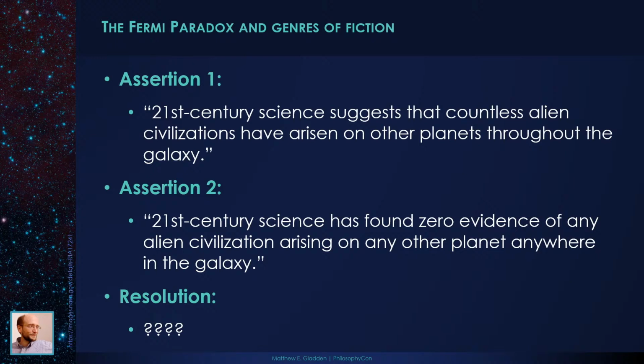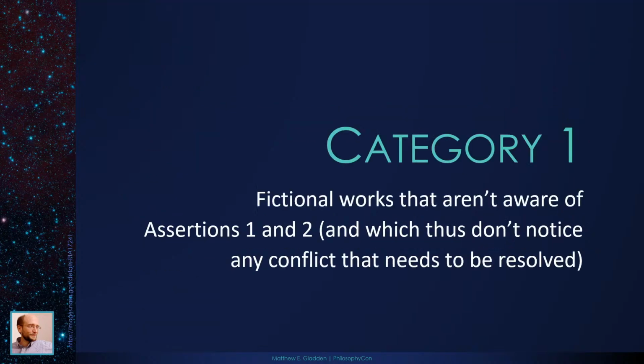Assertion 1 states that 21st century science suggests that countless alien civilizations have arisen on other planets throughout the galaxy. Assertion 2 states that 21st century science has found zero evidence of any alien civilization arising on any other planet anywhere in the galaxy. And because these assertions appear to be inconsistent with one another, we need a third part, a resolution that seeks to explain the apparent contradiction.